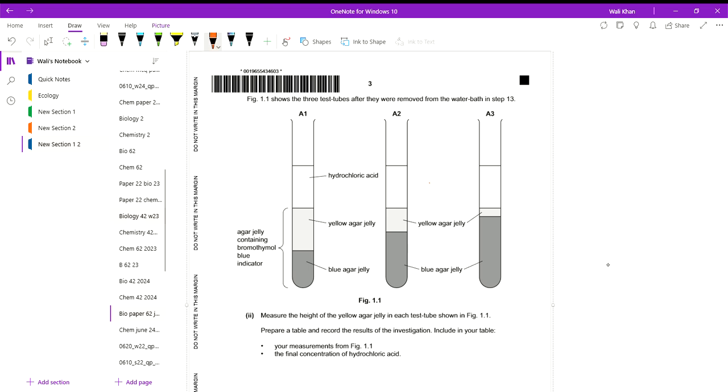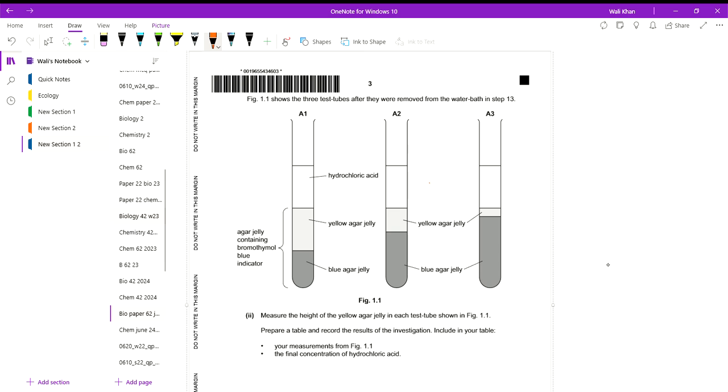Figure 1.1 shows the 3 test tubes after they were removed from the water bath in step 13. So if we see, this is blue agar jelly, this is yellow agar jelly in test tube A1, and this is the hydrochloric acid. Agar jelly containing bromothymol blue indicator. This is the height of yellow agar jelly. This is blue agar jelly in A2 and A3.